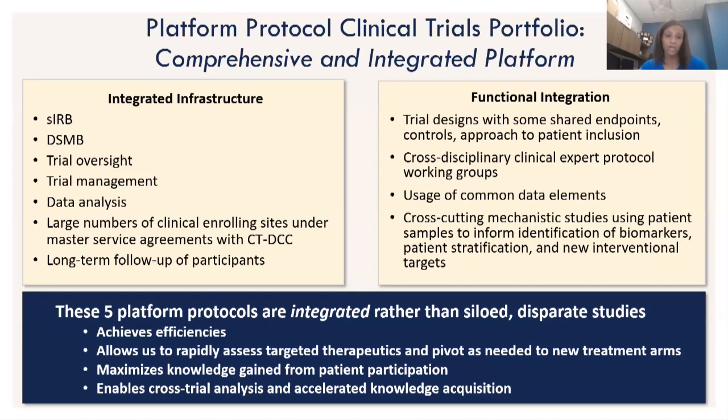And then finally, long-term follow-up of participants. I know that there have been a number of questions. For example, are there certain populations who might have brain fog that leads down the road to something like Alzheimer's?